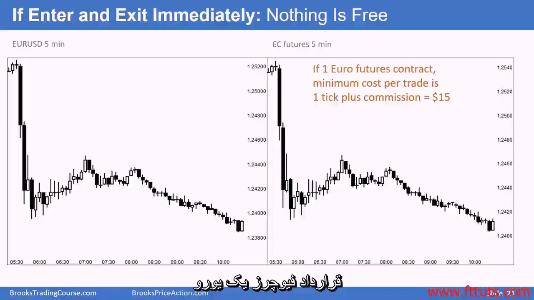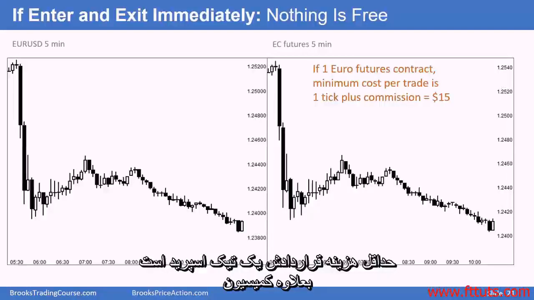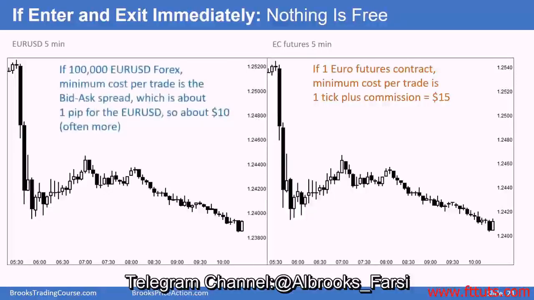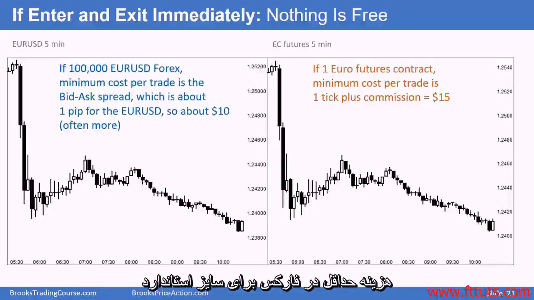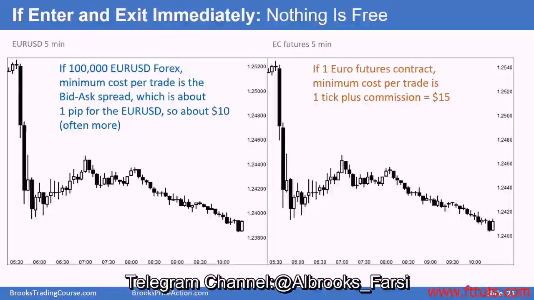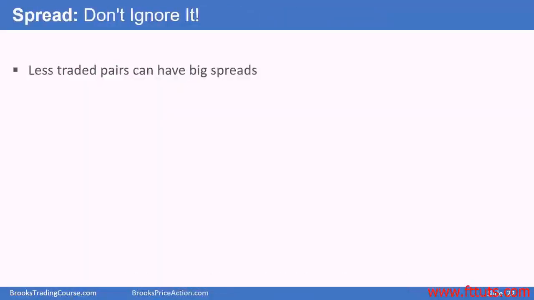Now, for one euro futures contract, the minimum cost per trade is the bid-ask spread, 1 tick, plus a commission, about $15. Now, the minimum cost, if you're trading 100,000 euro versus the dollar Forex units, is the bid-ask spread, which is about a pip or about $10. Sometimes it's more. So the cost is comparable. The spread, you cannot ignore it.